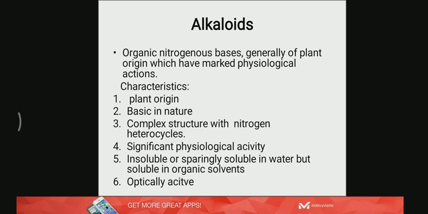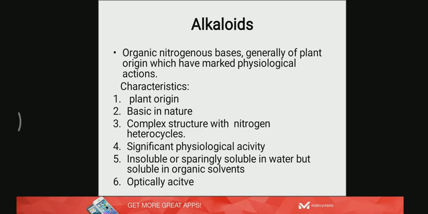And the most striking feature is that they have marked physiological actions. Due to that, they are widely used in small doses in medicines and also misused as narcotics. Historically, the first alkaloid isolated was morphine, which is obtained from opium.